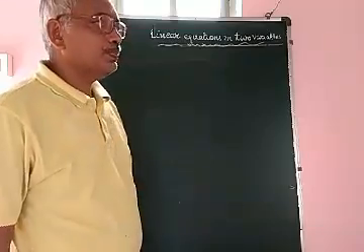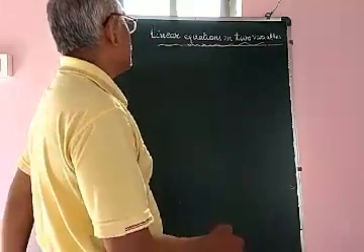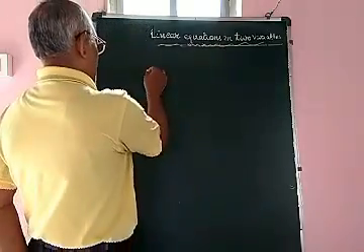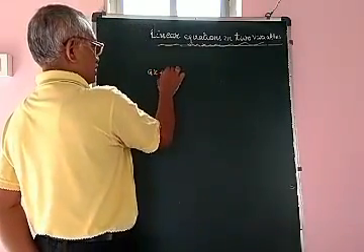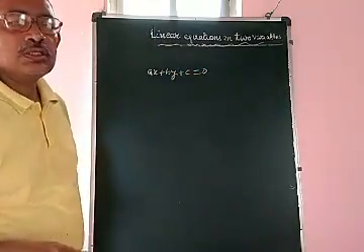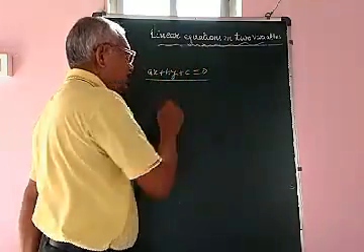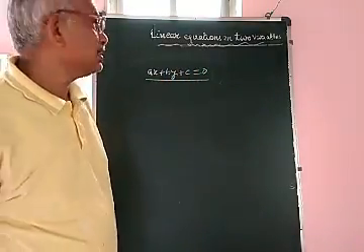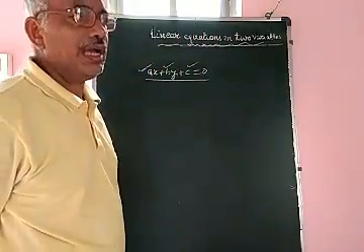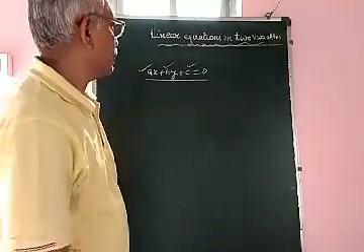In the previous video, I discussed linear equations in two variables. An equation of the form ax plus by plus c is equal to 0 is the general form of a linear equation in two variables, where a, b and c are real numbers and a and b are not equal to 0.